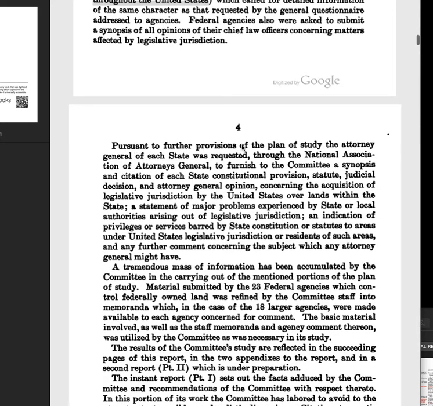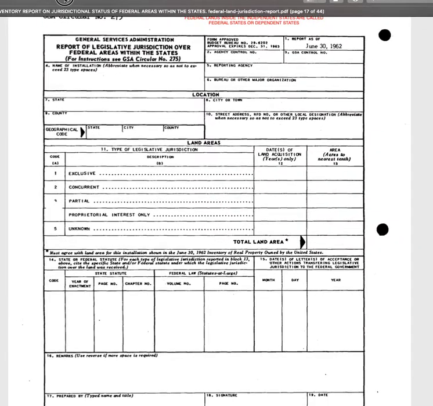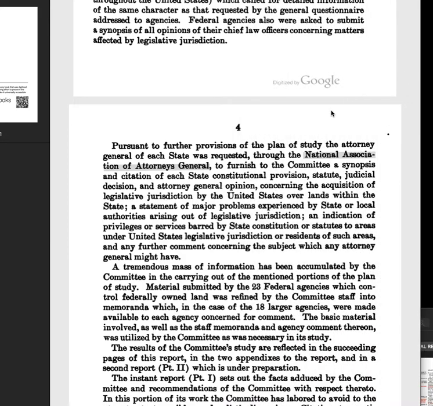Pursuant to further provisions of the plan, the study of the Attorney General of each state was requested. So each state had to participate in this, through the National Association of Attorneys General. That would be an interesting thing to look up. The National Association of Attorneys General. Maybe you could write them a letter and ask them for the jurisdiction they have in all the states.